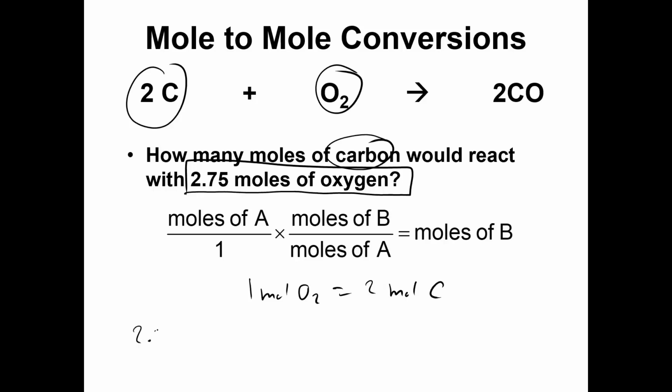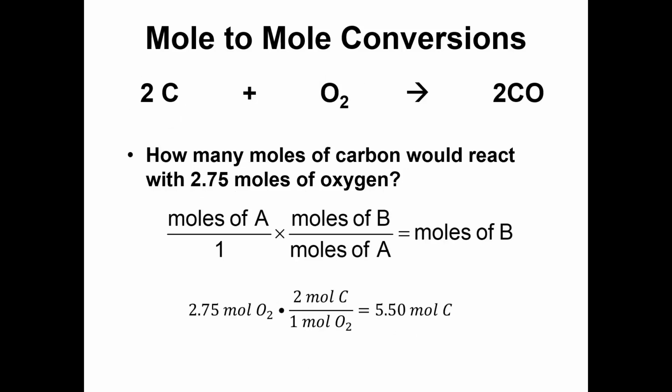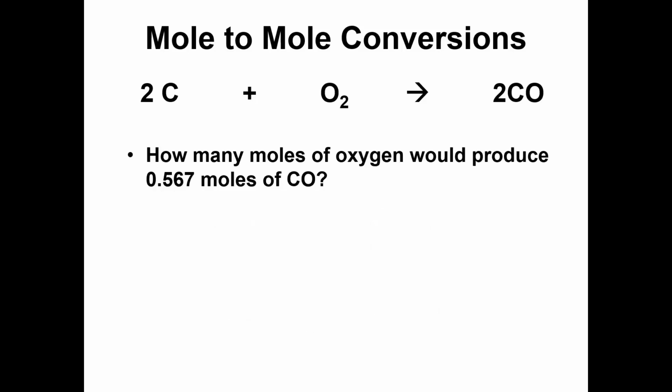If I have 2.75 moles of O2 and I use the conversion factor, I divide by 1 mole of O2 and multiply by 2 moles of C, and I get double that, which is 5.50 moles of C. Okay, here it is neatly worked out. You have that in your slides. And just another one and another one and another one.